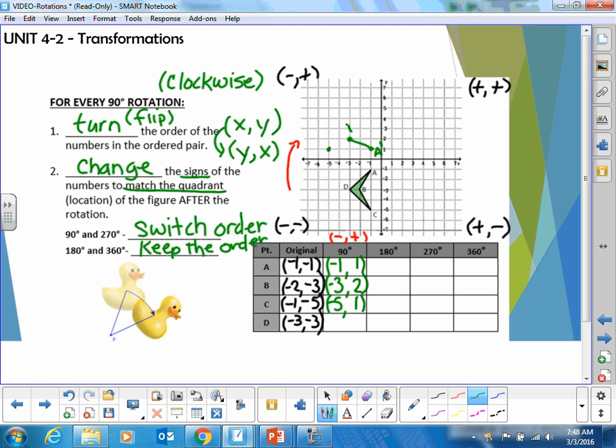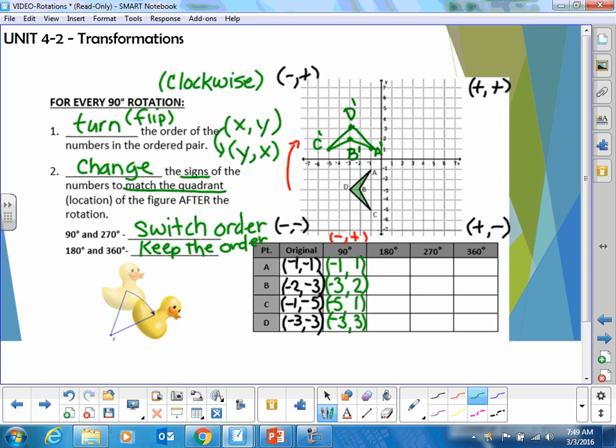So this is going to be my C prime. I can connect those. And then, oops, I have to erase my B again. Okay. And then I'm going to draw my D. My D is 3 and 3, so my numbers don't actually change because they're the same number. But my first number is going to be negative. Negative 3 and then positive 3. So that's my D prime. And that's my B prime.